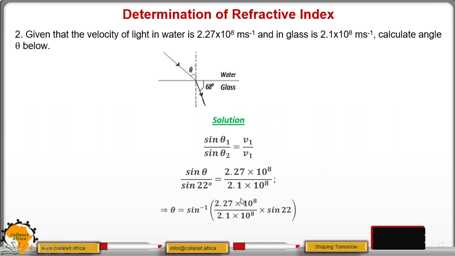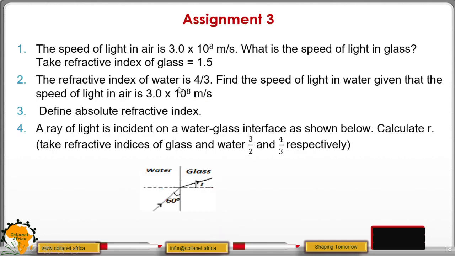Then after that, when you multiply all these terms and take the sine inverse, you get the value of theta as 23.88 degrees.